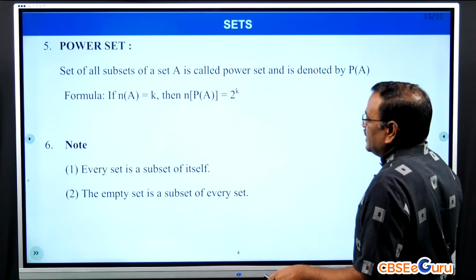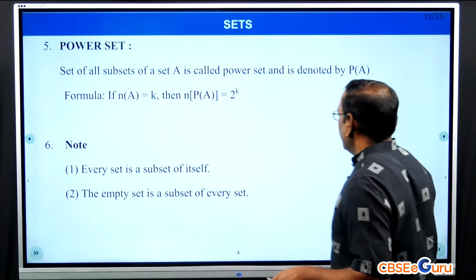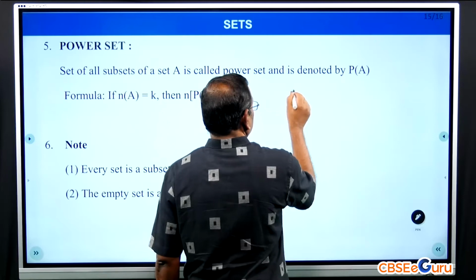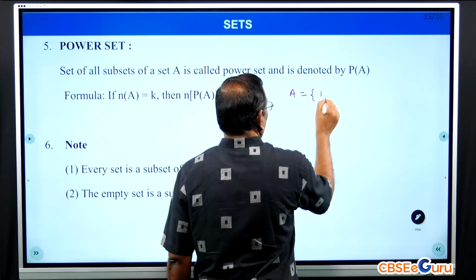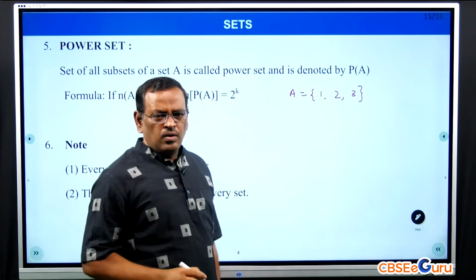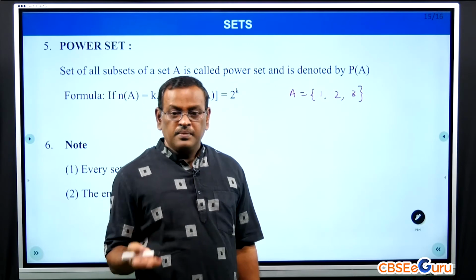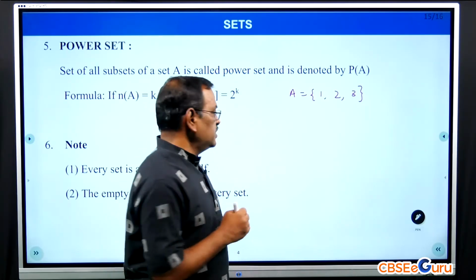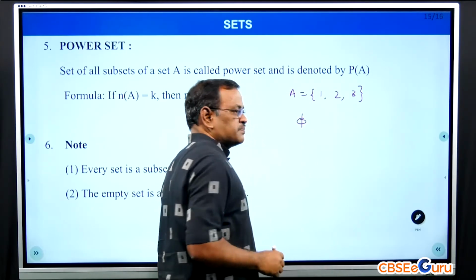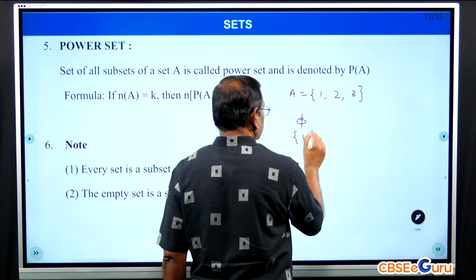Power set. The set of all subsets of a set is called a power set and is denoted by P of A. For example, this is one of the very important concepts for your exam. A equal to {1, 2, 3}. Write all possible subsets, either one element alone or two elements or all three elements or no elements. Start with no elements: a subset which has no element. A subset which has only one element.